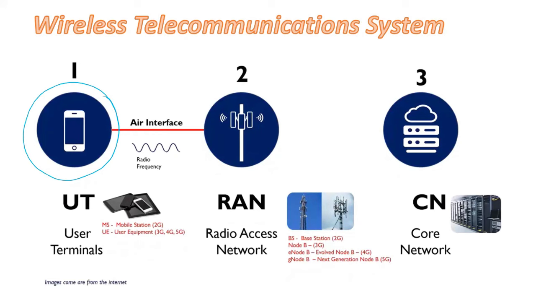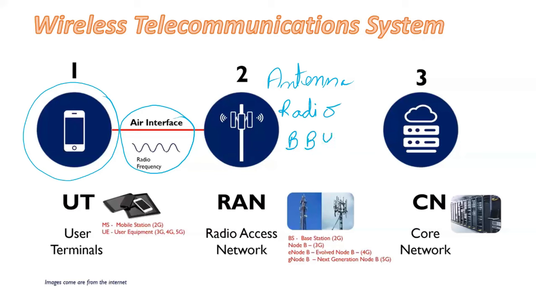The user terminal is connected to the RAN wirelessly, or you can say through the air interface. The RAN is responsible for providing the wireless connectivity required for mobile devices. The radio access network includes different parts, like the antenna system, the radio, or RRU nowadays, and the baseband unit, right? So the RAN consists of mainly three parts: antennas, radios, and BBUs. Yes, it will include CPRI also, but that may not be considered a component.